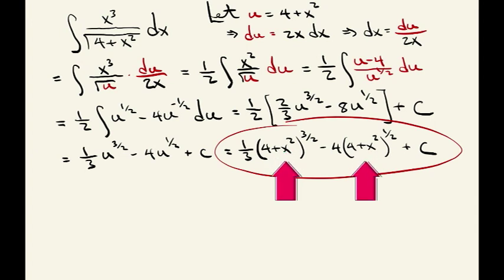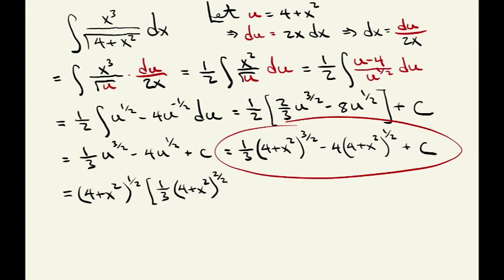So we can factor (4 plus x squared) to the 1/2 out, leaving us with the first factor, 1/3 times (4 plus x squared) to the 2/2. Of course, 2/2 is just 1. And then we're left with just a minus 4 from the second term. And put in our constant of integration.